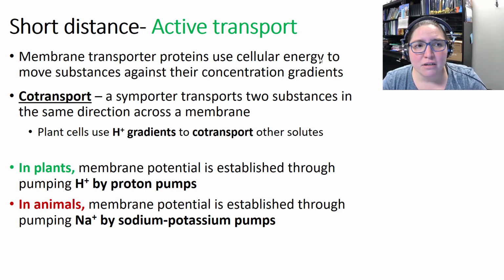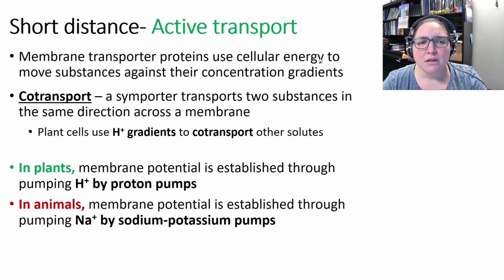Another short distance transport is active transport. You can have different kinds of active transport, but generally speaking, active transport requires the cell to spend ATP, and active transport is going to move things from low to high concentration, so against their concentration gradients. Co-transport is a type of active transport where a symporter, which is a protein, is going to transport two substances in the same direction across a membrane.